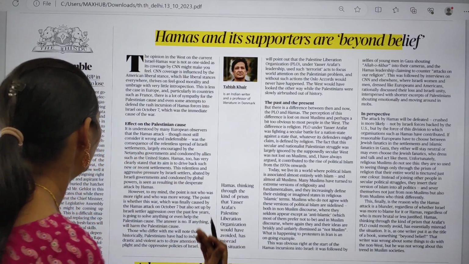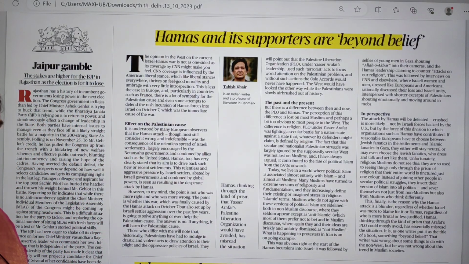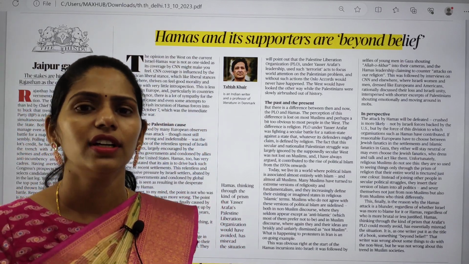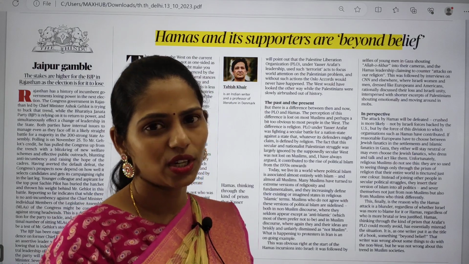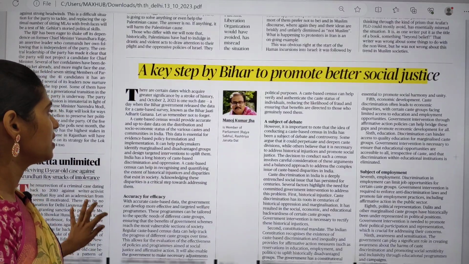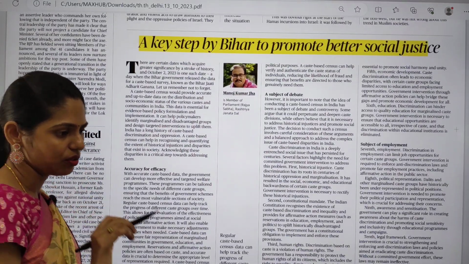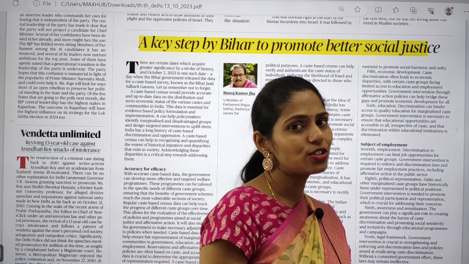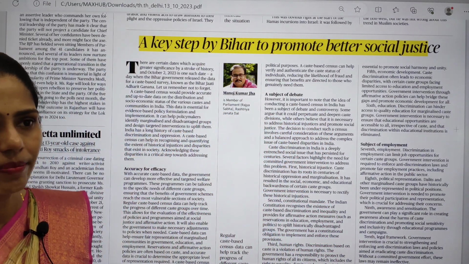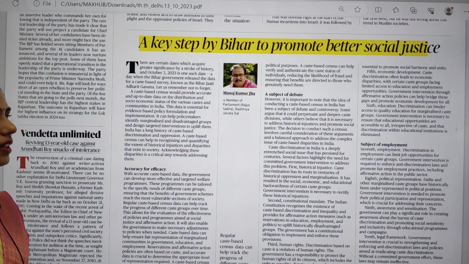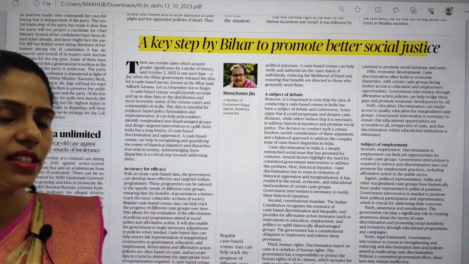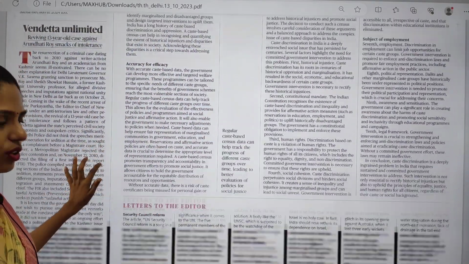In this editorial page again there is an article regarding Israel, and we have had enough discussion on that. Once this is covered, we will get to the articles where we are going to see detailed analysis. Most of the articles we are going to discuss are based on the caste-based census of Bihar and reservation. All these things are interconnected. There are many articles and editorials related to Bihar's caste survey, and that is what we are going to see.